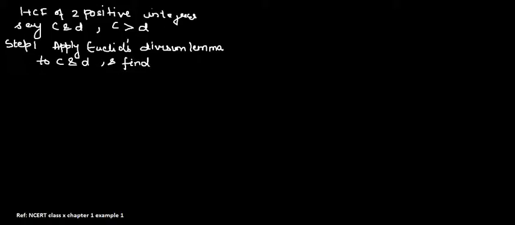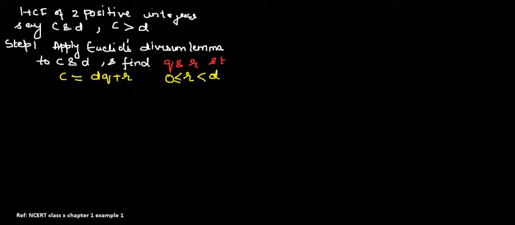Step 1 would be to apply Euclid's division lemma to the numbers that we have, C and D, and find Q and R, the whole numbers Q and R, such that C is equal to DQ plus R. So this is the first step, where of course the remainder R lies between 0 and D.